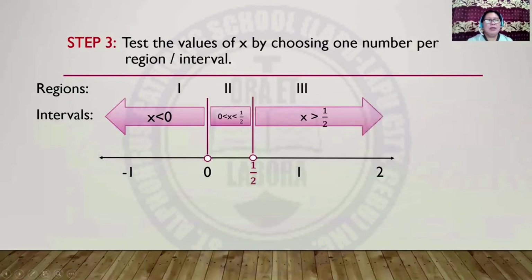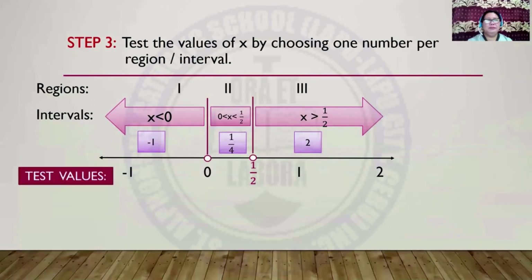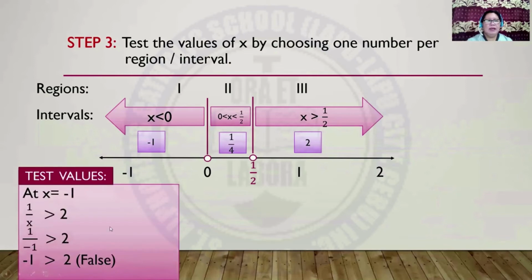For step 3, you have to test the values of x by choosing one number per region or per interval. So supposing we are going to use -1 on this region and 1/4 between 0 and 1/2. And on this region, we are using 2. 2 is greater than 1/2. So, we have to test the values at x equals -1.